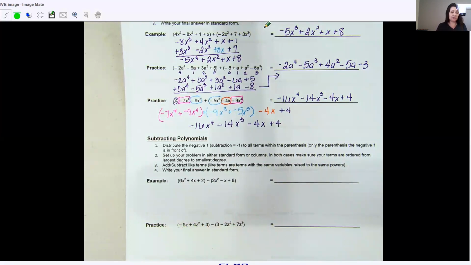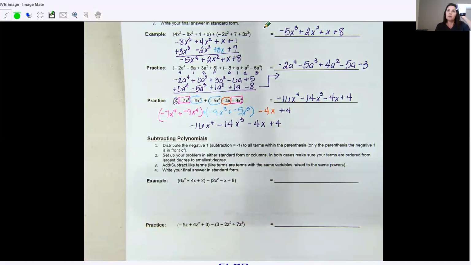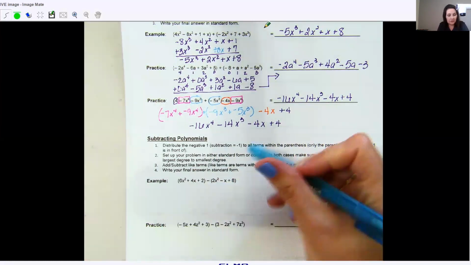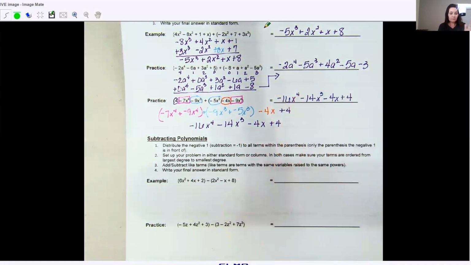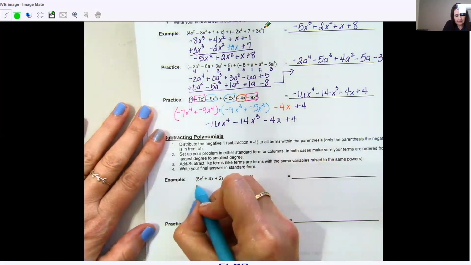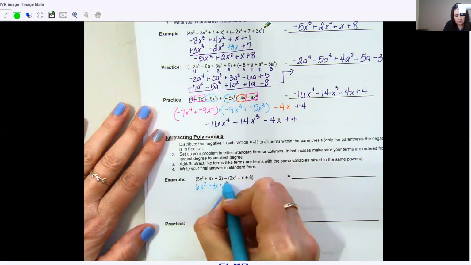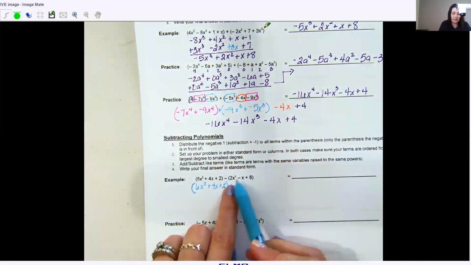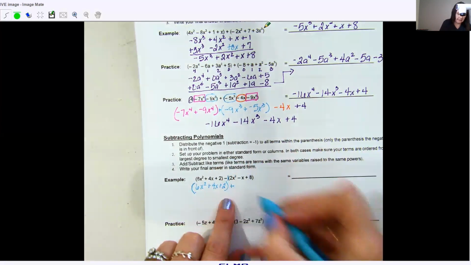So a lot of times people will just put one subtraction sign and write these terms below the terms here, but what you're actually doing with this negative is you're distributing a -1 to every term inside the parenthesis, and then you're changing it to an addition problem. So the way that I do this is I take 6x squared plus 4x plus 2, and I'm going to change this to addition. And I'm going to distribute a -1 to every term inside my parentheses.